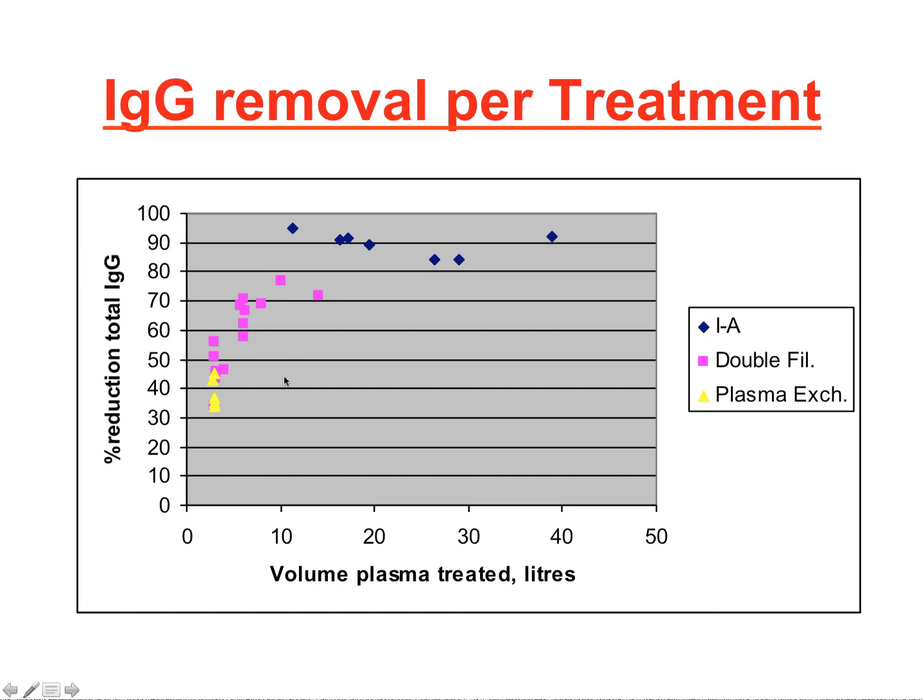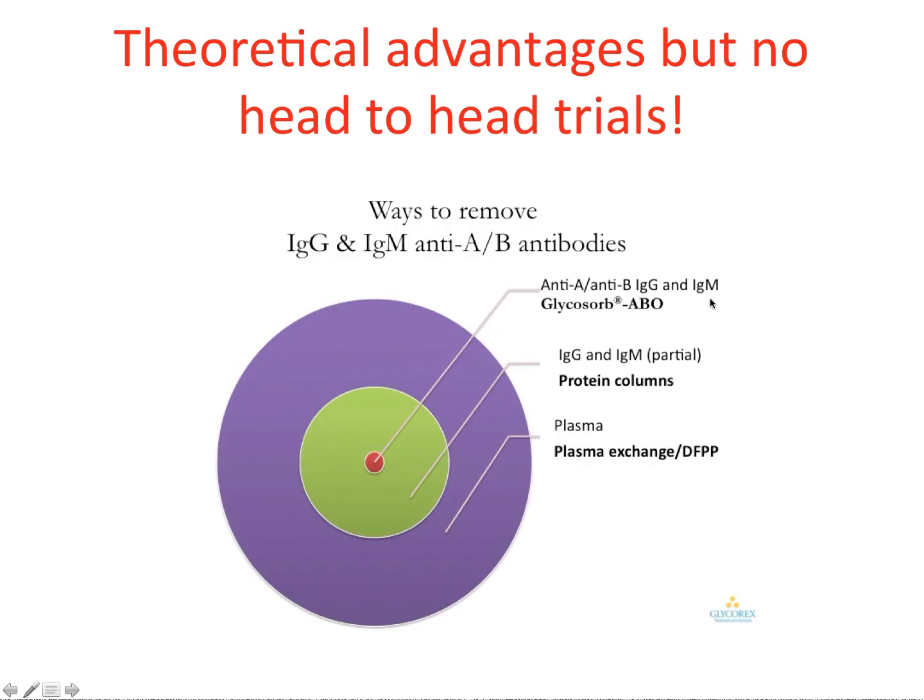So again, this is data from Birmingham and Coventry looking at how much antibody is being removed per treatment. This is conventional plasma exchange, this is cascade plasma exchange or double filtration, and this is immunoabsorption. This is a bit of a bullseye diagram describing the fact that the Glycorex system has antigen-specific removal, and so is the kind of best approach to removing anti-B and anti-A. But it's very important to remember that there are no head-to-head trials in this area.